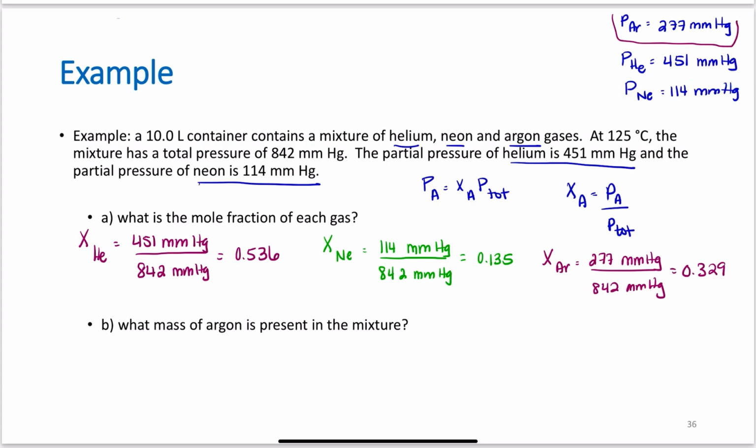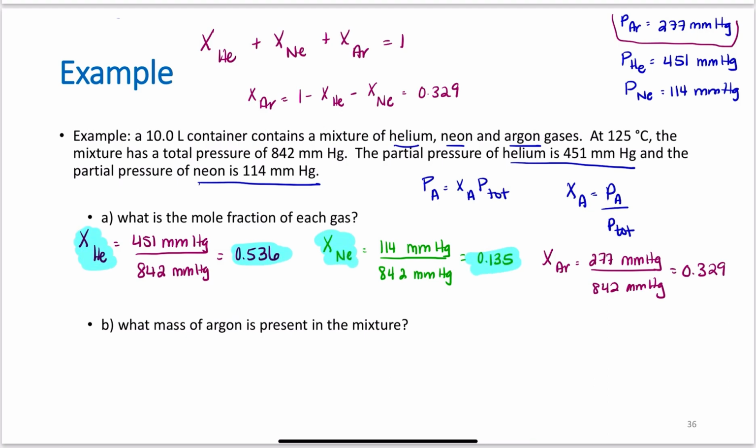The reason I didn't need that is I know that the mole fraction of helium plus the mole fraction of neon plus the mole fraction of argon has to equal 1, because the actual percent abundance of each one has to add up to 100%. So if I want to find the mole fraction of argon, I could take 1 minus the mole fraction of helium minus the mole fraction of neon, and I would get the same answer, 0.329. So you could have found this either direction. Either way, it doesn't matter. Mole fraction of helium, 0.536, mole fraction of neon, 0.135, mole fraction of argon, 0.329.